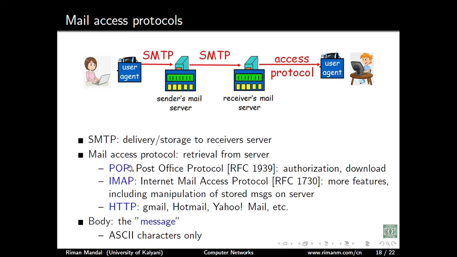For that, we have POP, the Post Office Protocol. It uses authorization and download. POP is used to download the messages to the client's machine. After the authorization, it will download the mails to its own machine. Whereas IMAP, the Internet Mail Access Protocol, provides more features than POP, and it also allows the messages to be stored on the server. So IMAP can manipulate the storage on the server itself, whereas POP cannot do that. POP has to download the mails, and whatever manipulation or filtering we want to do, we can do on our client side.